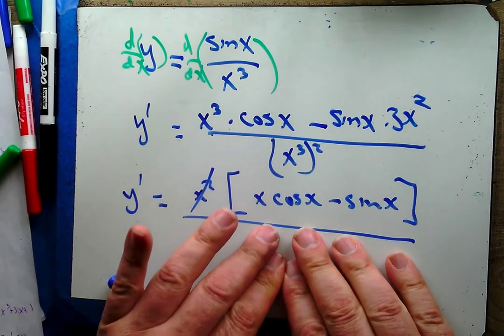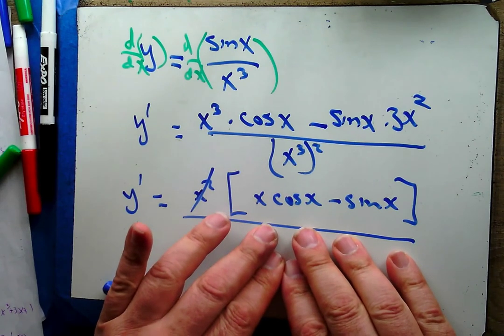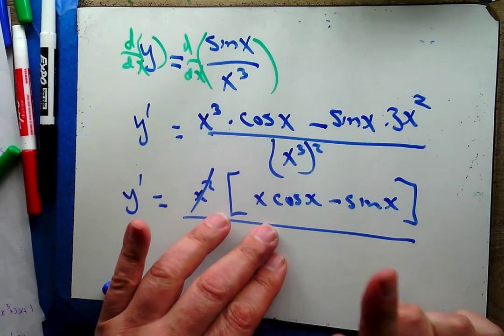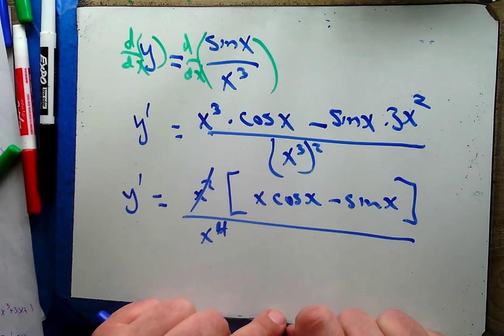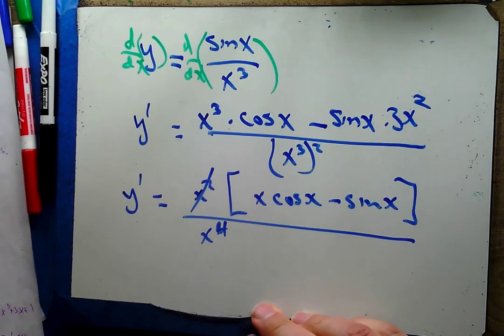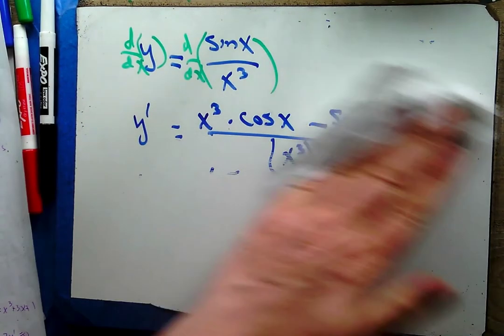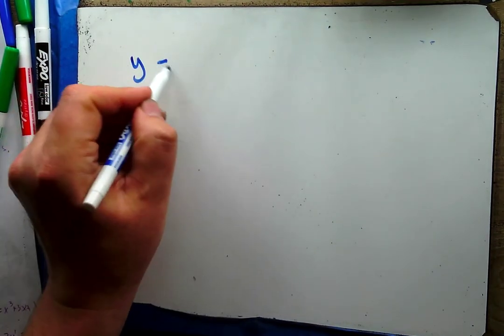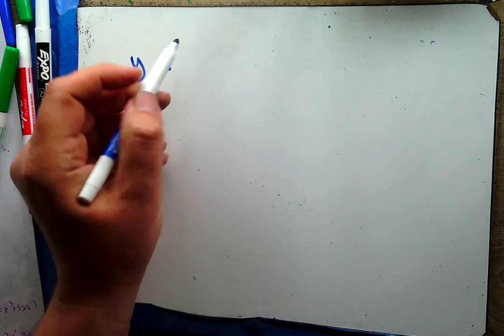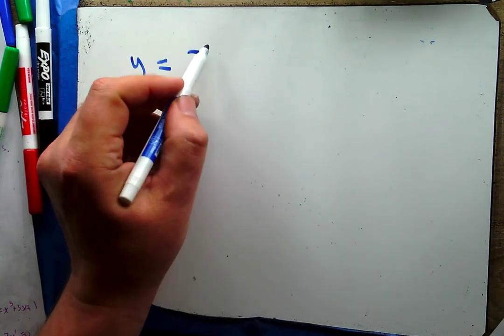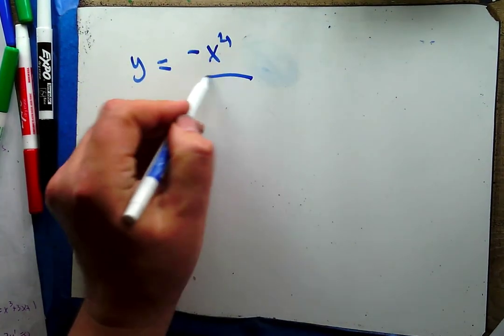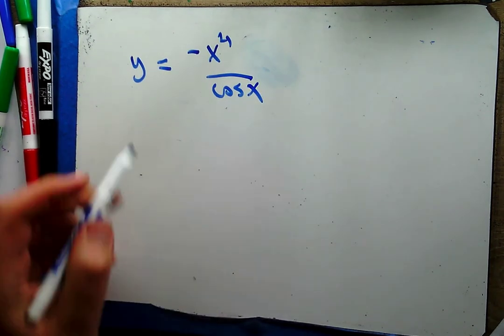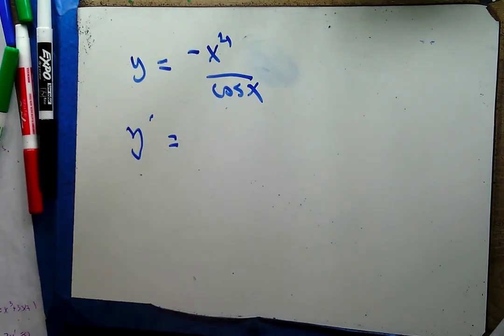You don't need to simplify. You will want to simplify both in chapter 5 and on multiple choice. Multiple choices will often be given to us in a simplified form. Okay, so why don't you show me if y equals negative x to the 4th over cosine x. Find y prime, please. Pause the video, give it a try.